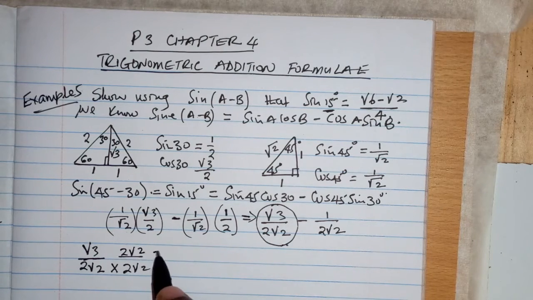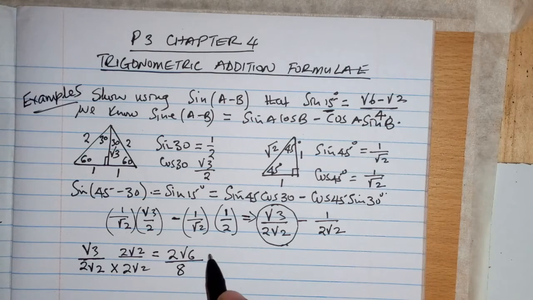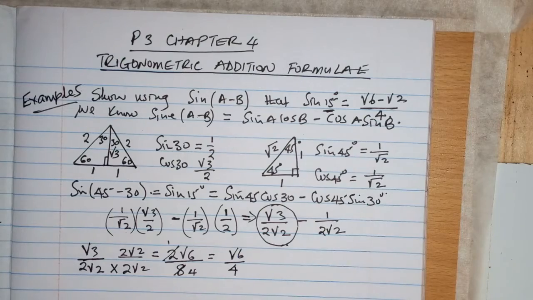You know how we go about this. This gives us 2 root 6 all over 2 times 2 is 4, root 2 times root 2 is 2, so 4 times 2 is 8. And of course, divide by 2, 1, and by 2, 4. So this is root 6 over 4.